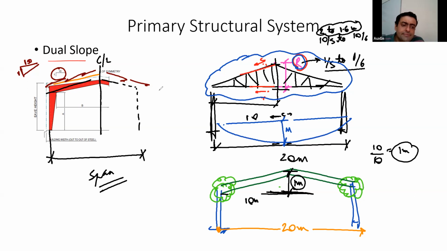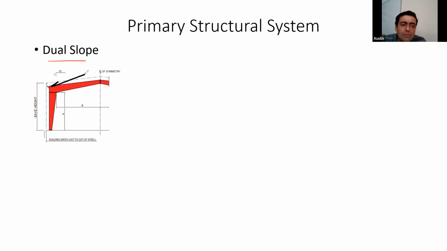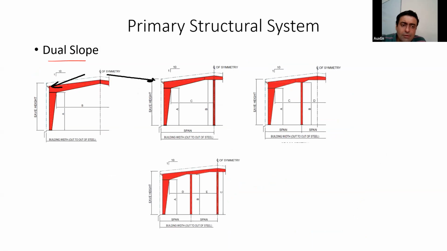Are we clear? Okay. So dual slope means slope in this direction also, slope in this direction also. This is the meaning of dual slope. Some more examples of dual slope I have taken over here.